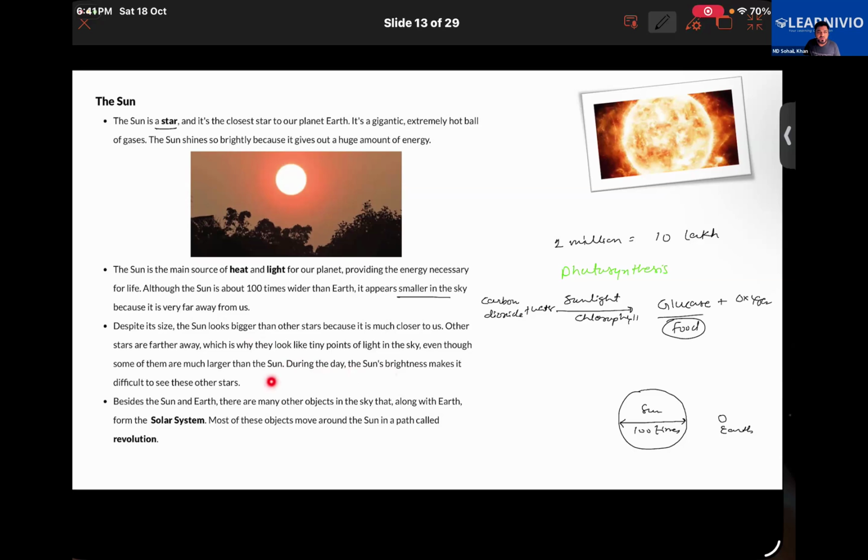Someone may question why we don't get to see other stars during the daytime. Because of the sunlight's brightness, which makes it difficult to see them.